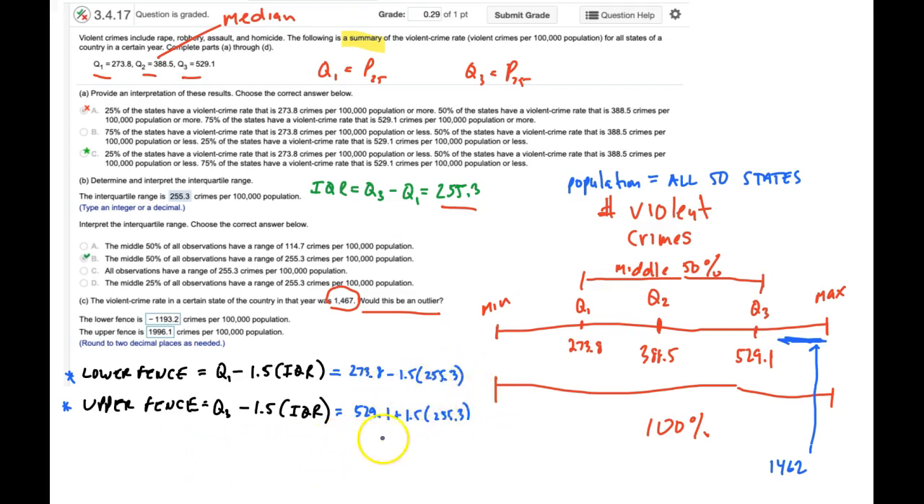You plug this into the calculator and you get your values. After you plug those numbers in, you end up with these two numbers. These are the lower and upper fences. These are just numbers that we now compare, and we see that 1462 is greater than the upper fence. That means it's outside of it, and so we would say that it is an outlier, because it's greater than the upper fence, on the other side of the fence.